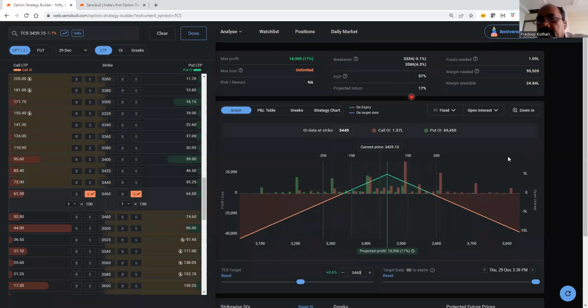Achha, one more question I have. What is the difference between funds needed and margin needed? Yeah, funds needed is to take this trade. You take this trade. Once the trade is executed, what are the funds you must maintain to continue to hold this trade?